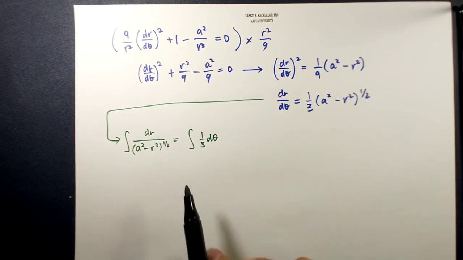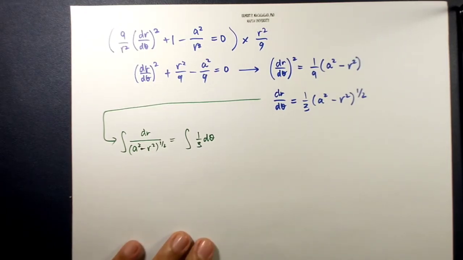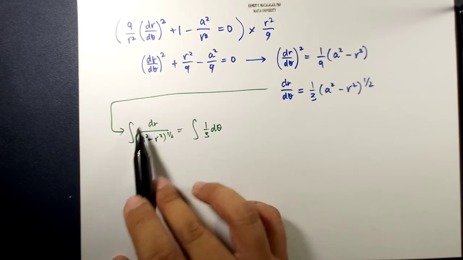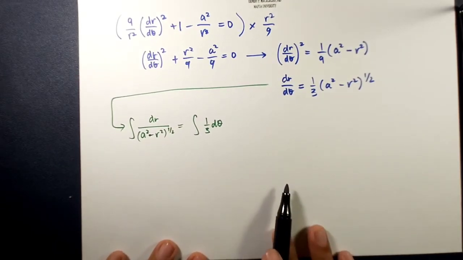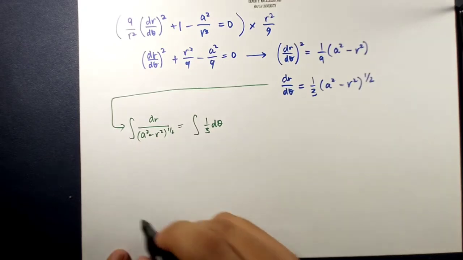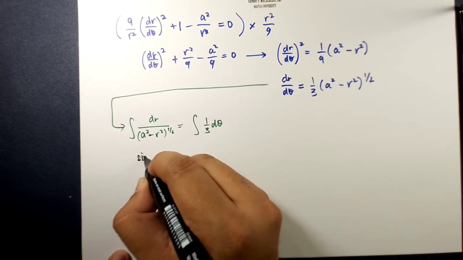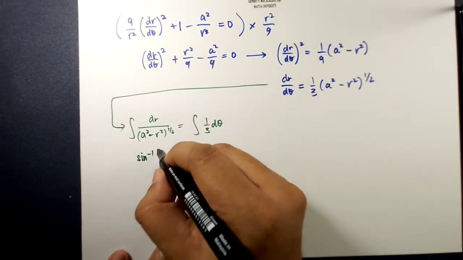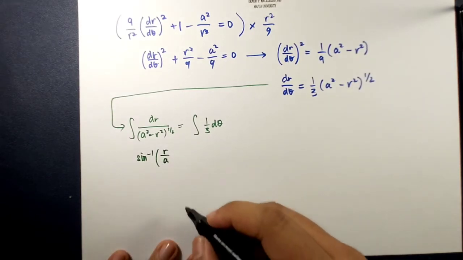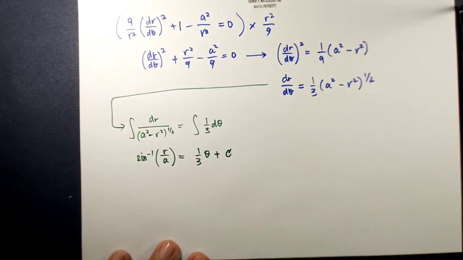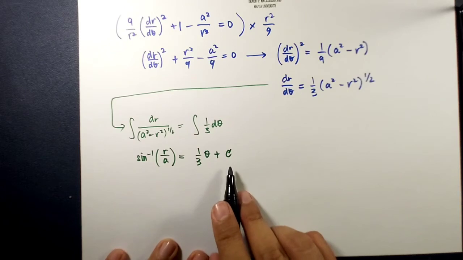So here we're not yet going to apply any boundary conditions or initial conditions. We're just going straight to solving this equation. This integral is very easy, but this integral is a bit harder. Again, it's your task to do the integration yourselves, and we just skip to the final solution. The final solution to this integral would be inverse sine of r over a, equal to 1/3 theta plus C, where capital C is your integration constant.